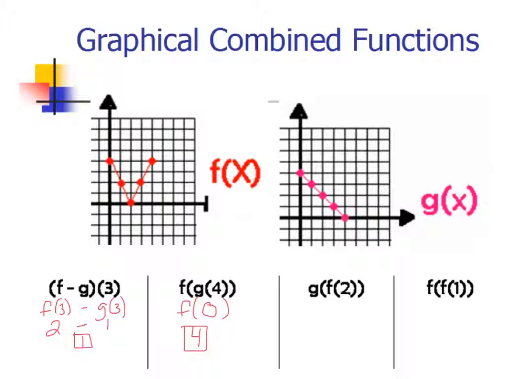Okay, let's try this next one. It says g of f of 2, but I'm going to start by finding f of 2. So f function, x is 2, y would be 0. So now you're going to do g of 0. So going over here, in the g function, x is 0. The y that goes with it would be 4.